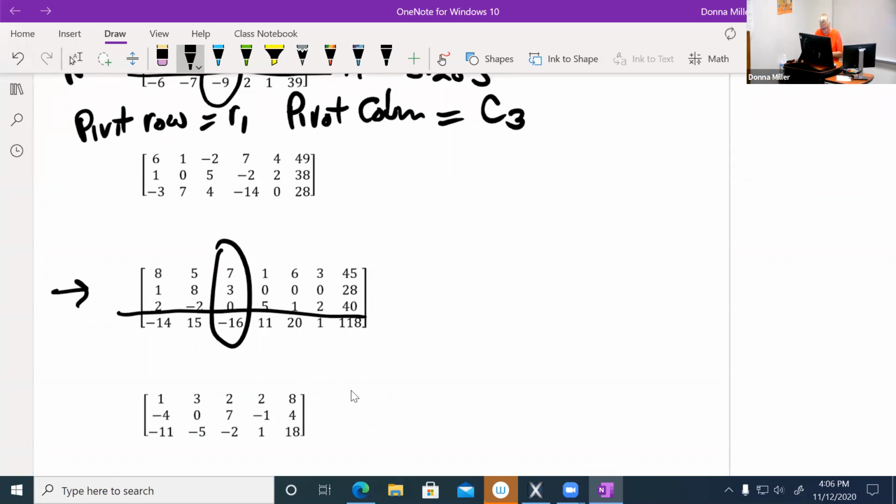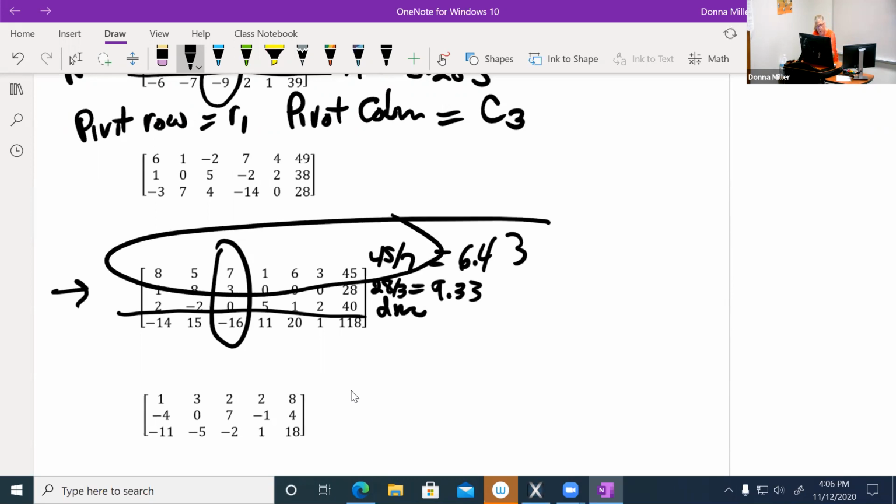28 divided by 3. Plug it in. 9.33. This doesn't exist. And 45 divided by 7, 6.4. So I just divide the last number by its column entry, and I pick the smallest positive one, which would be this one, right? So here I'm going to pivot on row 1, column 3.